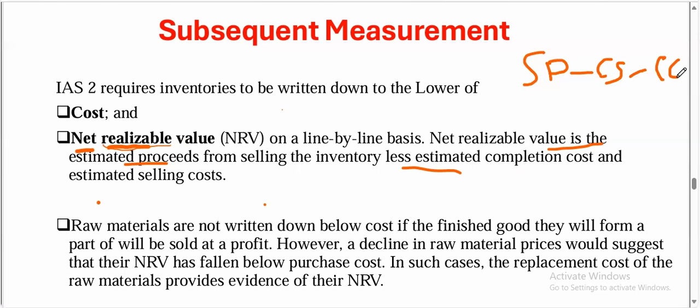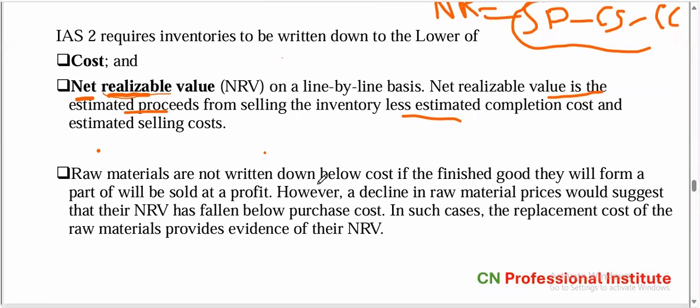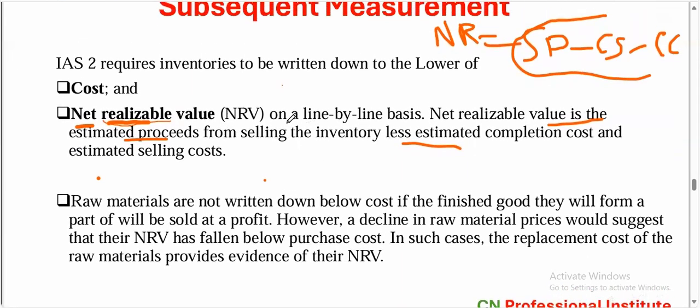Now, this is the general principle of subsequent measurement. It says your net realizable value, NRV, is equal to your selling price or your sales proceeds less cost to sell, less cost to complete. Very good. Now, there's more to it, okay? And this is also very important. It says on a line by line basis. What do we mean by line by line basis, right?